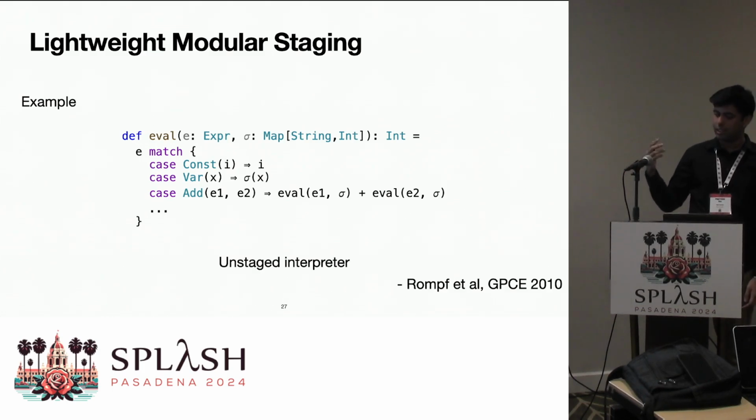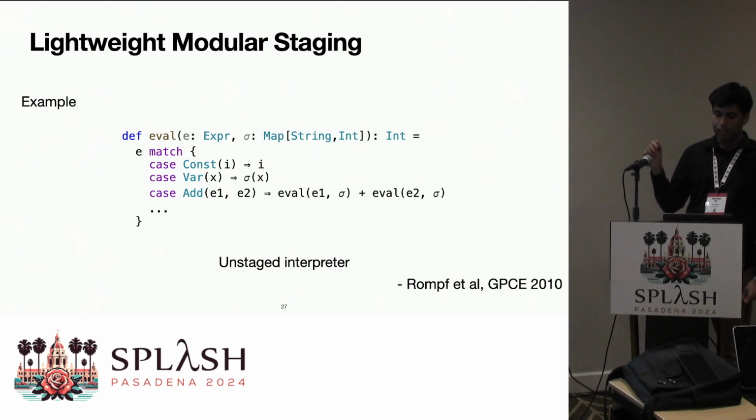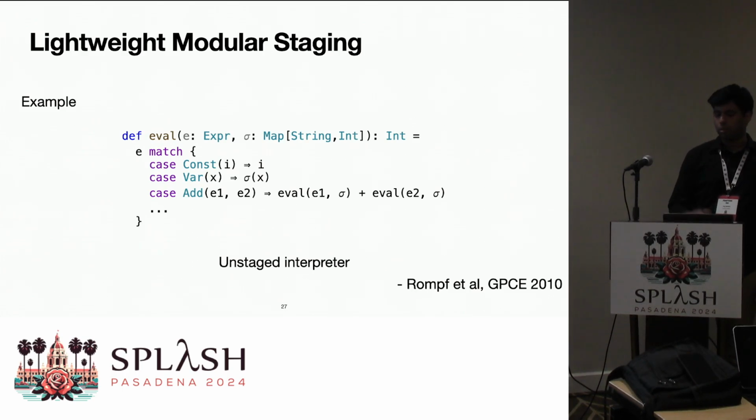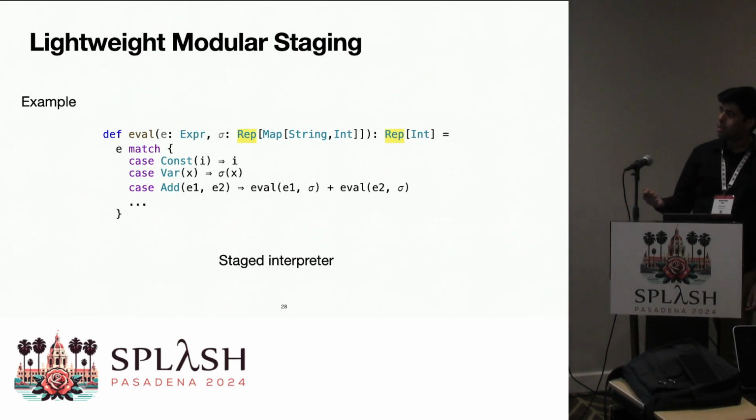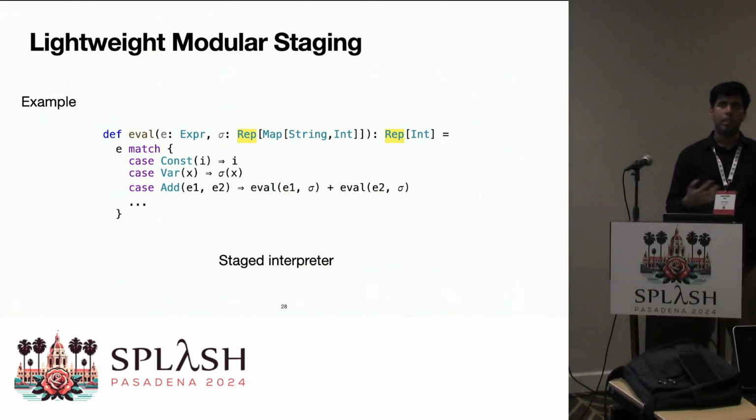Let us consider this unstaged interpreter for arithmetic expressions that I have on the slide. This interpreter eval takes the AST of expressions e and an environment sigma and evaluates the expression program to an integer, int. The staged version of this interpreter adds the annotation Rep to the environment type and the result type, indicating that these are values that are going to be known at a later stage.